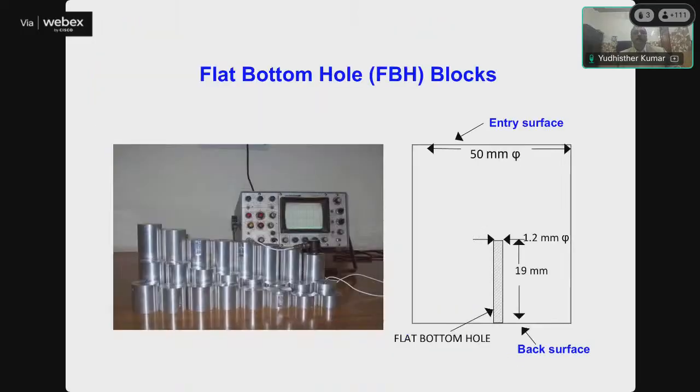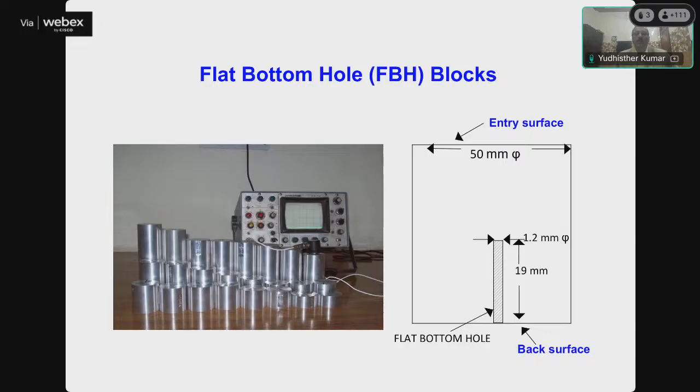And this is the flat bottom hole blocks. These are a set of 19 or 20 blocks, and the dimensions are given such that it is cylindrical, diameter 50 millimeter, depth 19 mm, and here the hole is 1.2 millimeters. The hole diameter can vary: 1.2, or 3 mm, 5 mm, 7 mm, 6 mm, or 0.5 mm. The diameter is varied in response to the application we require, and the depth of the hole can also vary.